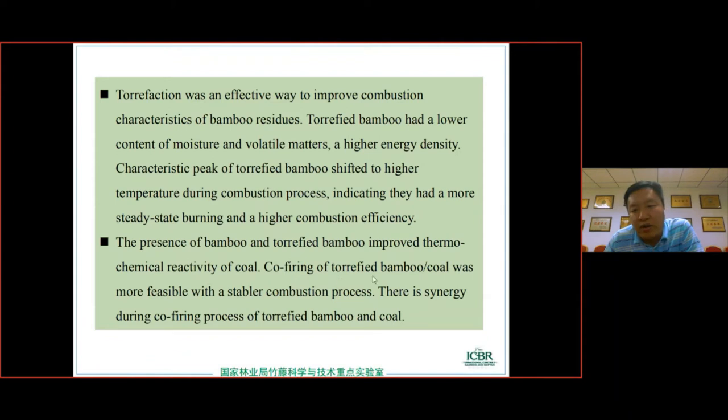Co-firing of purified bamboo and coal was more feasible with a stabler combustion process. There is a synergy during the co-firing process of purified bamboo and coal.